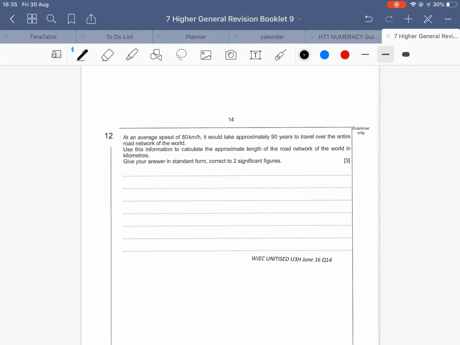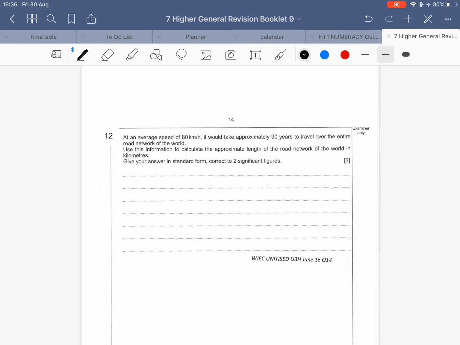Okay, question 12. At an average speed of 80 kilometers per hour, it would take approximately 90 years to travel over the entire road network of the world. Use this information to calculate the approximate length of the road network of the world in kilometers. Give your answer in standard form, correct to 2 significant figures.